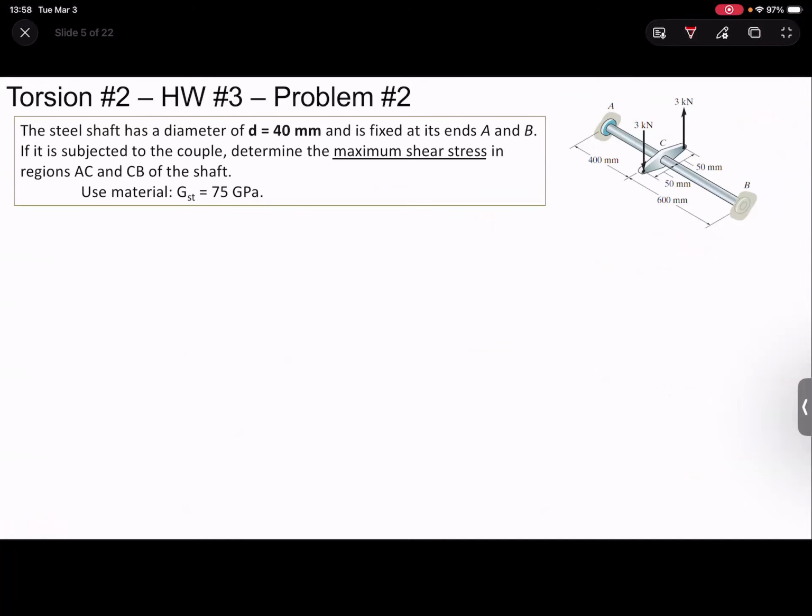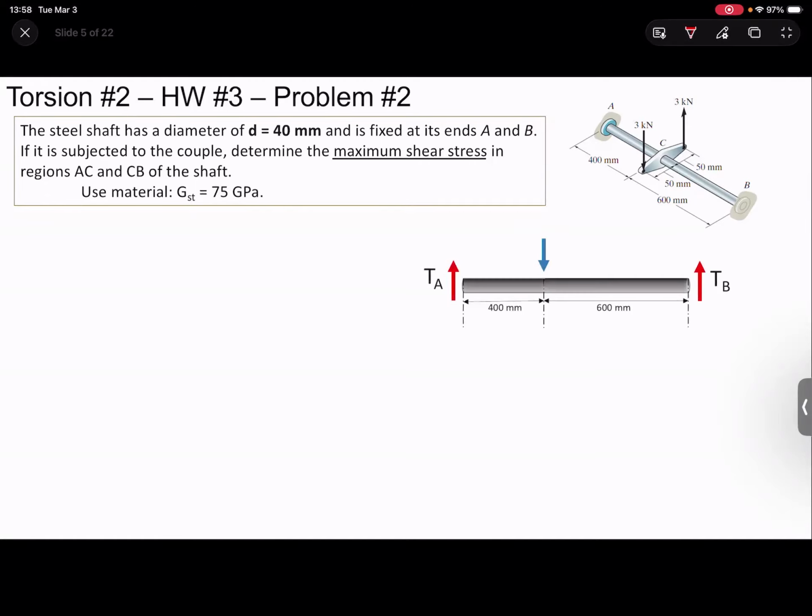Okay, problem 2. We have a steel shaft with a diameter of 40 millimeters. It's fixed at both ends, A and B, and is subjected to this couple force shown there, the 3 kilonewtons, causing this counterclockwise rotation, or whatever way you look at it. We're asked to determine the maximum shear stress in regions AB and CB of the shaft. And we have a material shear modulus, G, of 75 gigapascals.